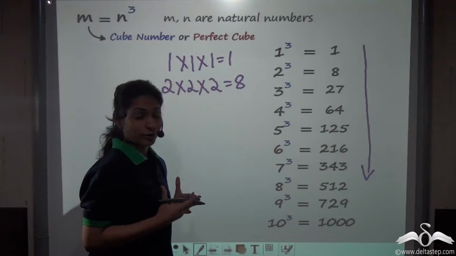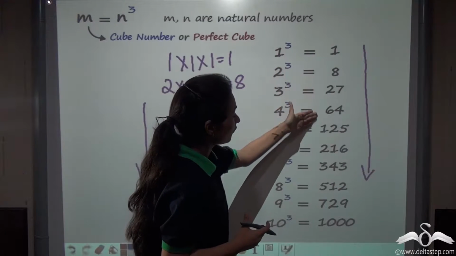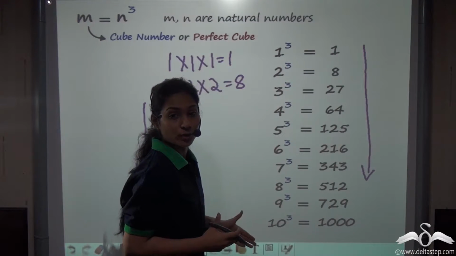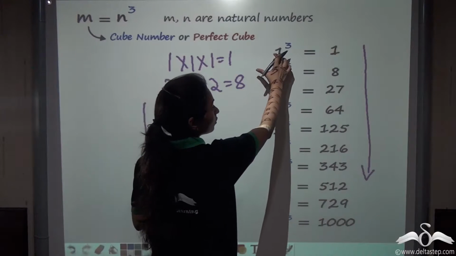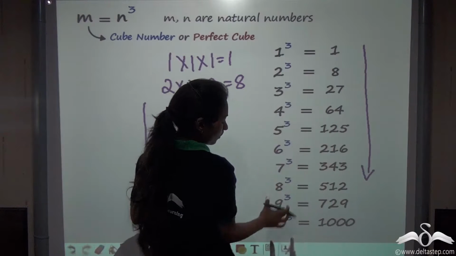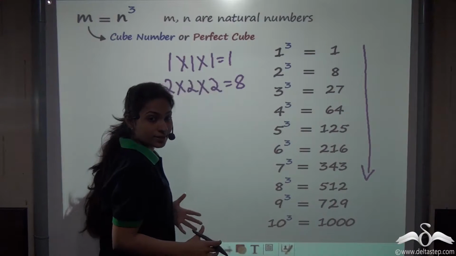It is very important to memorize the perfect cubes or the cube numbers from 1 to 10. This will help you to solve your sums faster. So memorize the cube numbers from 1 to 10. Now one more interesting thing I'll tell you.